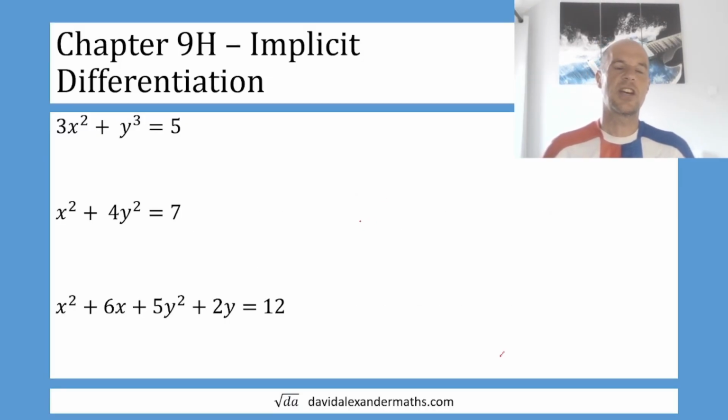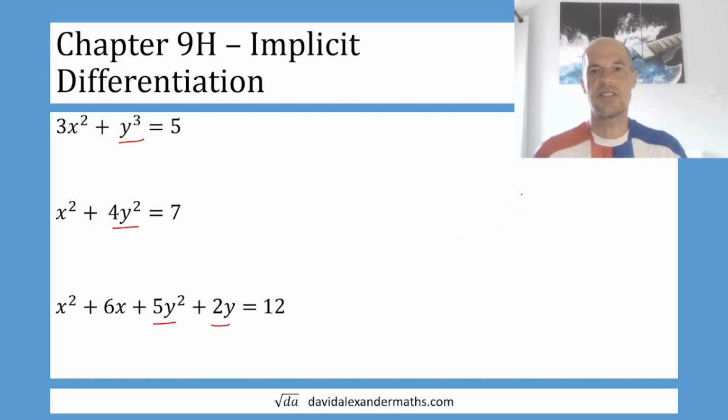Okay, so let's take a look at a few examples. Now, we know how to do differentiation, but not implicit differentiation. And here the key is knowing how to handle a y cubed, a 4y squared, a 5y squared, and a 2y. So what we need to remember is this: when you've got a y, that becomes a dy, but you just turn that into a dy by dx, and we're used to that already.